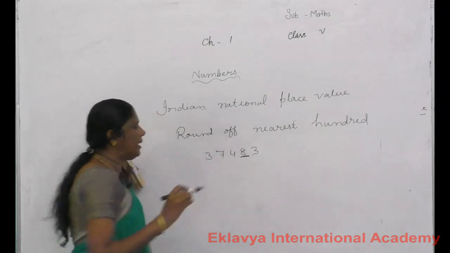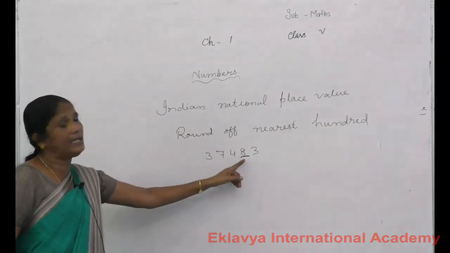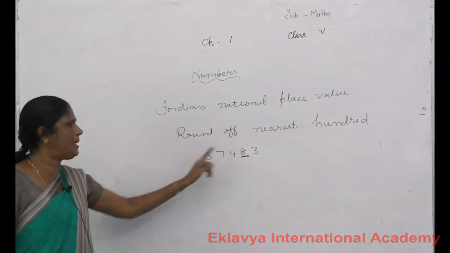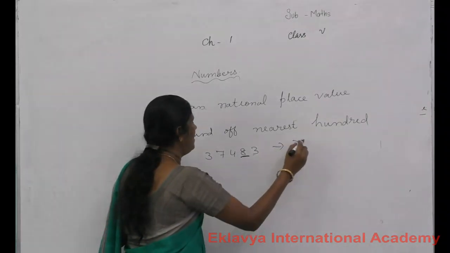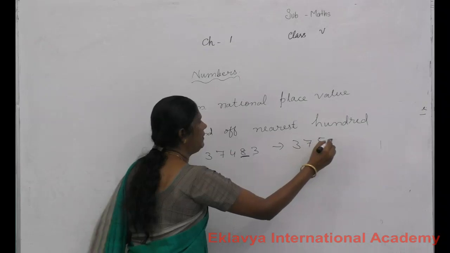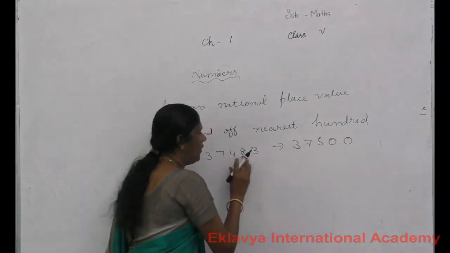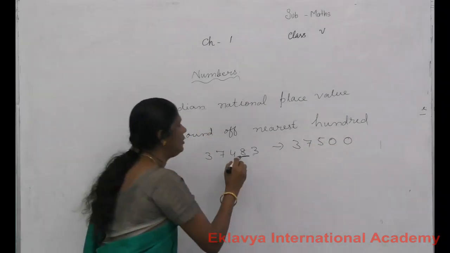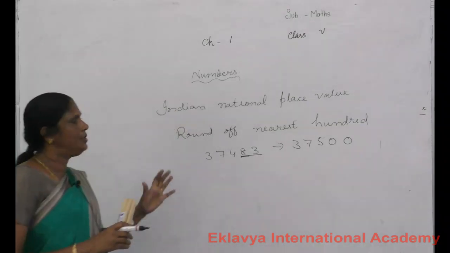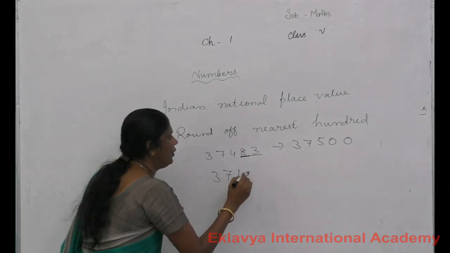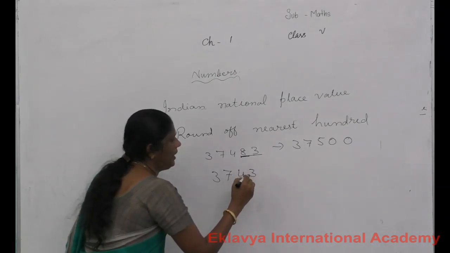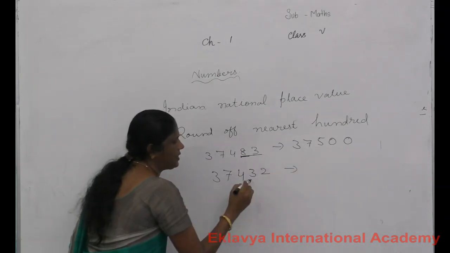Here, which digit comes in the tens place? 8 comes in the tens place. Therefore, there is a change. The answer is 37500. The ones and tens places go to zeros. Then 37432. Here, which place do we look at?